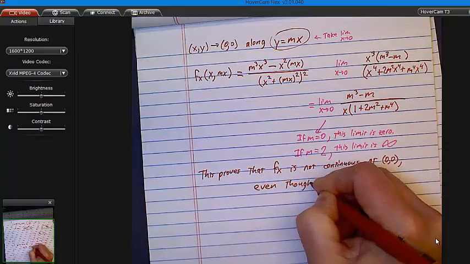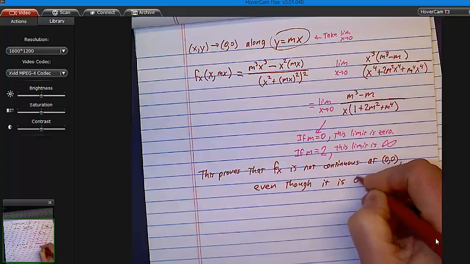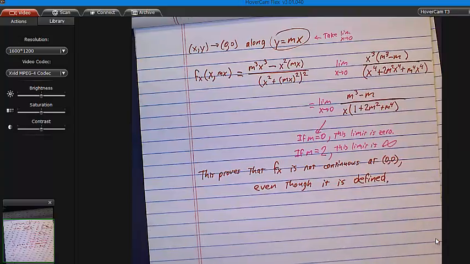So this is a lot like the Calc 1 absolute value example. The absolute value of 0 is 0, but you don't have a derivative of an absolute value function at 0. The same thing here. The partial derivatives exist. You could do the same thing with fy. The partial derivatives exist, but they're not continuous at the origin.